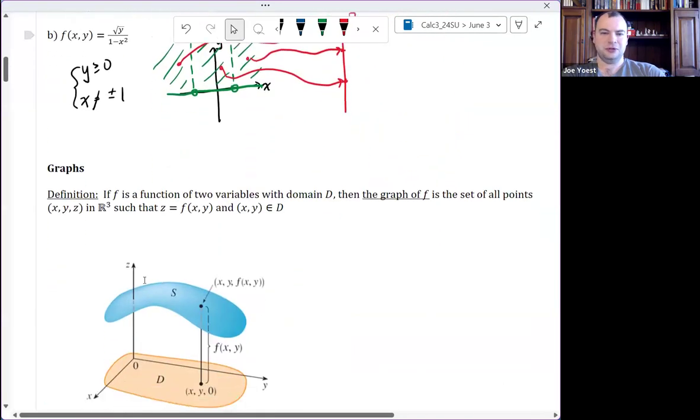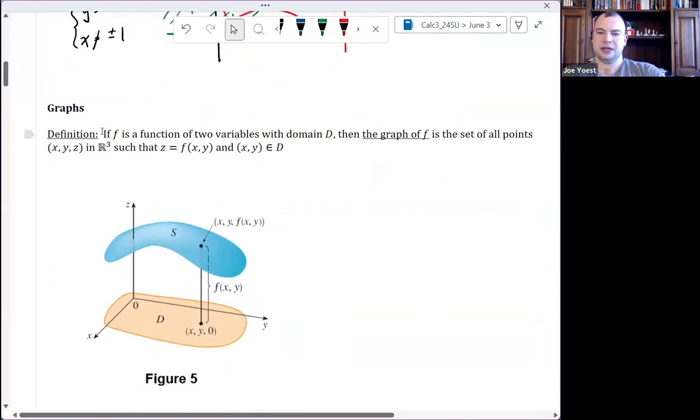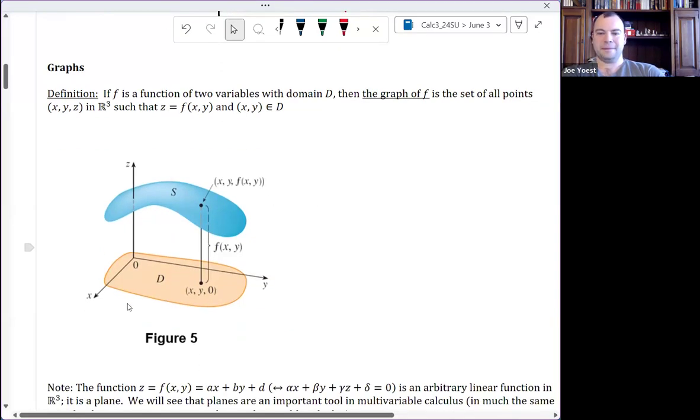So for a function of two variables, I have two inputs, x and y, and then I'll label the output as maybe another variable, z. So I can think of each input, x, y, being associated with an output, z. That gives me an ordered triple. That gives me a point in 3-dimensional space. And because the pictures from the book are much better than what I can draw by hand, I just kind of grab the picture from the book here.